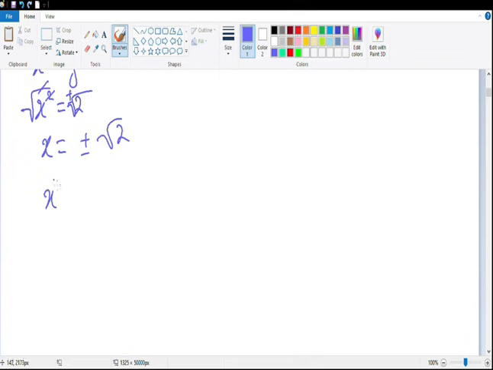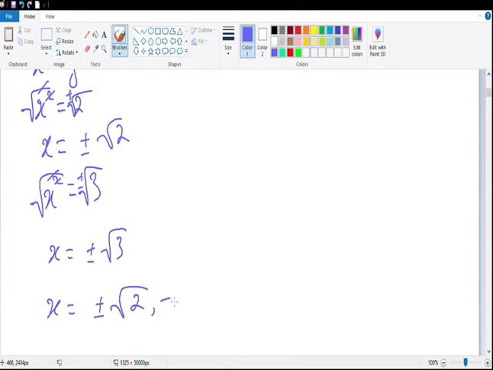So x squared is equal to, the second value of y was 3. So 3. And now square root on both sides. Plus minus. So x is equal to plus minus square root of 3. This way, x is equal to plus minus square root of 2 and plus minus square root of 3.